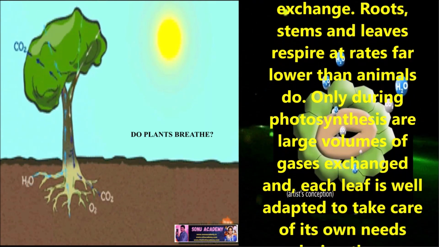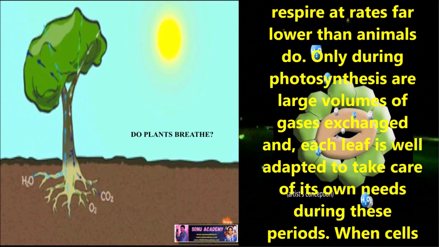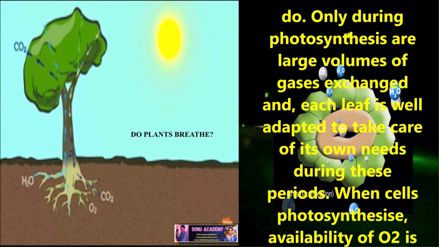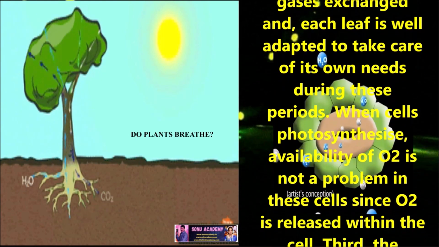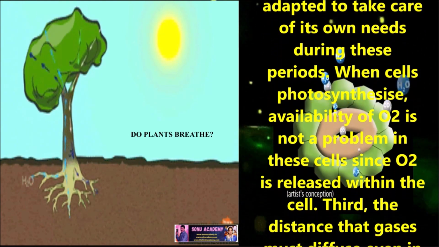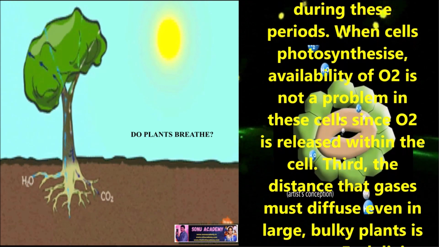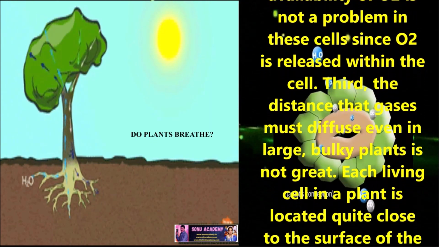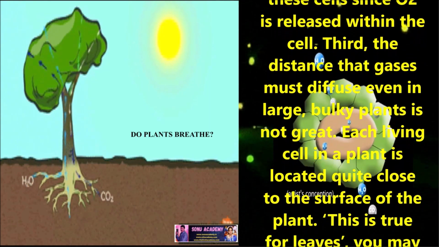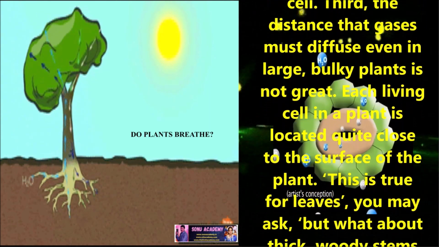Only during photosynthesis are large volumes of gases exchanged, and each leaf is well adapted to take care of its own needs during these periods. When cells photosynthesize, availability of oxygen is not a problem in these cells since O2 is released within the cell. Third, the distance that gases must diffuse even in large, bulky plants is not great.